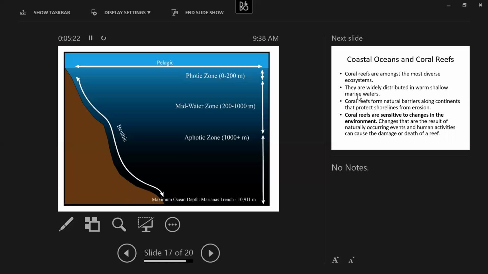So does anyone know the name of the deepest part of the ocean without looking? Marianas Trench. It's 10,911 meters deep that we know of, which is obviously very, very deep. As you go from the photic zone into the aphotic zone, what's happening to the temperature of the water? It's going down, right? It's decreasing significantly. In the abyssal zone, which is the deepest part of the ocean, it is freezing cold down there, okay? Very, very cold. Also, there's not a lot of light.